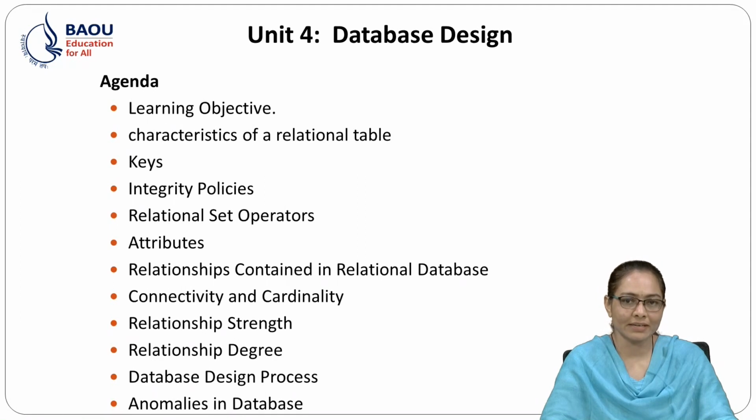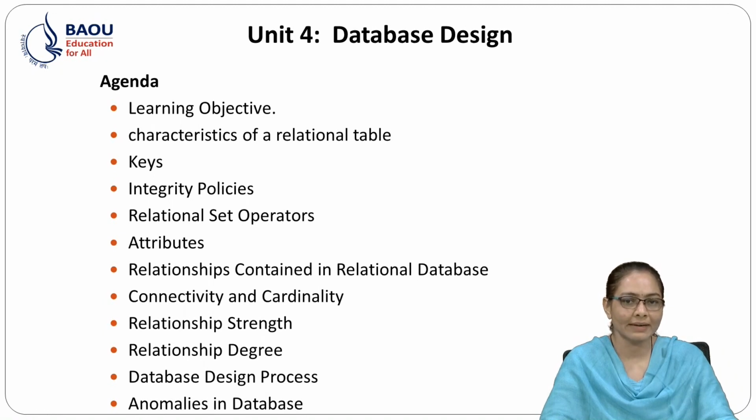After learning this unit, you will be able to get knowledge about entity and its attributes. And the main thing is that you will understand the database design process and the different types of anomalies that occur in it. From this agenda, we have already covered some topics in Unit 3 like attributes and its types such as simple and composite attributes, single-value and multi-value attributes, null and not null, and derived attributes.